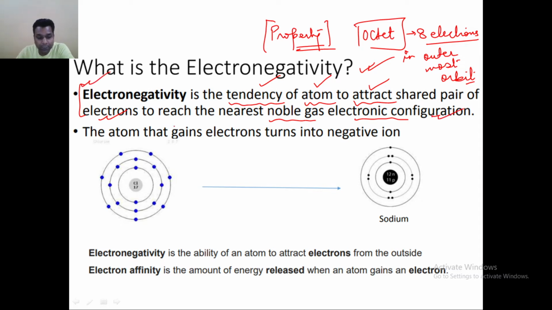Now we'll try to understand what are the factors that affect electronegativity, or what are the factors on which this thing depends. Because every property is there in every atom, but we need to understand what are the factors that govern or cause that property to occur or to be attained by any particular atom. So we'll try to understand that thing.